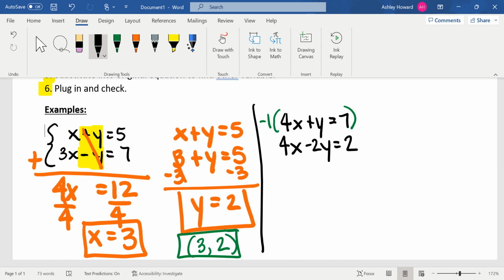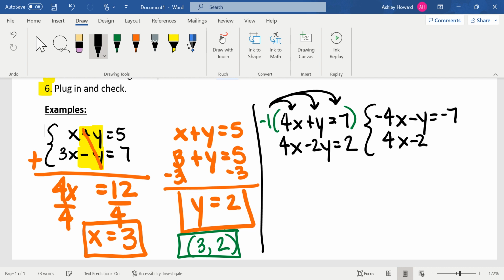So when I rewrite this, I'm going to rewrite it as -4x minus y and -7, multiplying that -1 all the way through. And now that I have done that and look at my system, I can get my x terms to cancel out. So I'm going to do the same thing we did before and add our equations together.